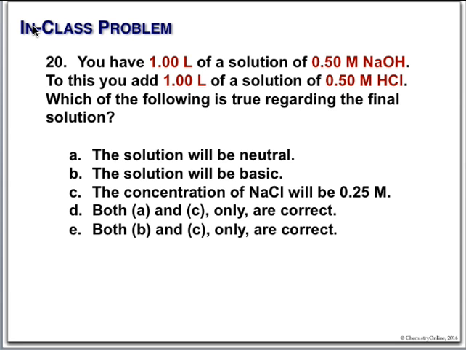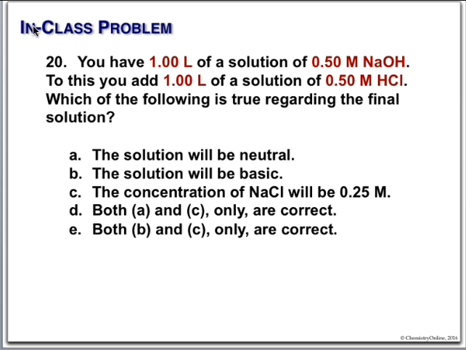Solution will be basic. Well, it can't be both, so B's got to be wrong. Concentration of sodium chloride will be 0.25 molar. Well, let's think about that one, okay? We have half a mole of sodium and half a mole of chloride, don't we?